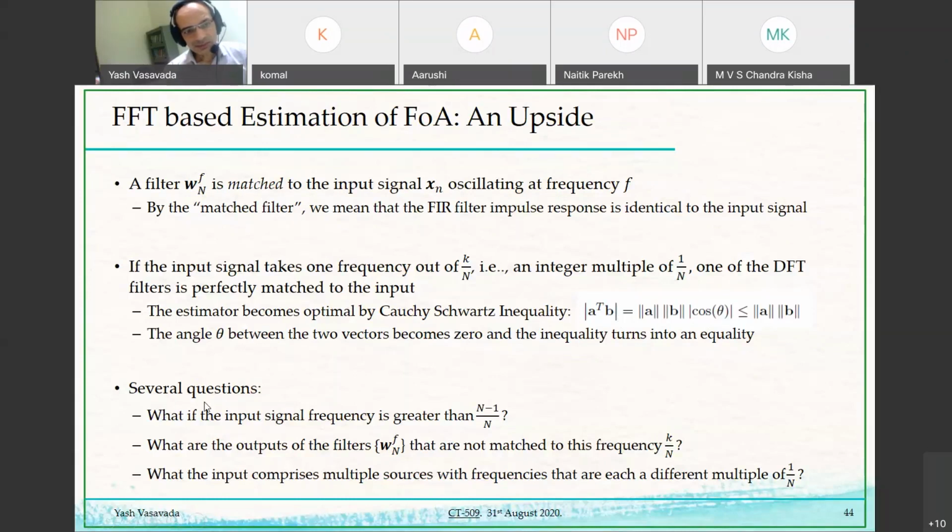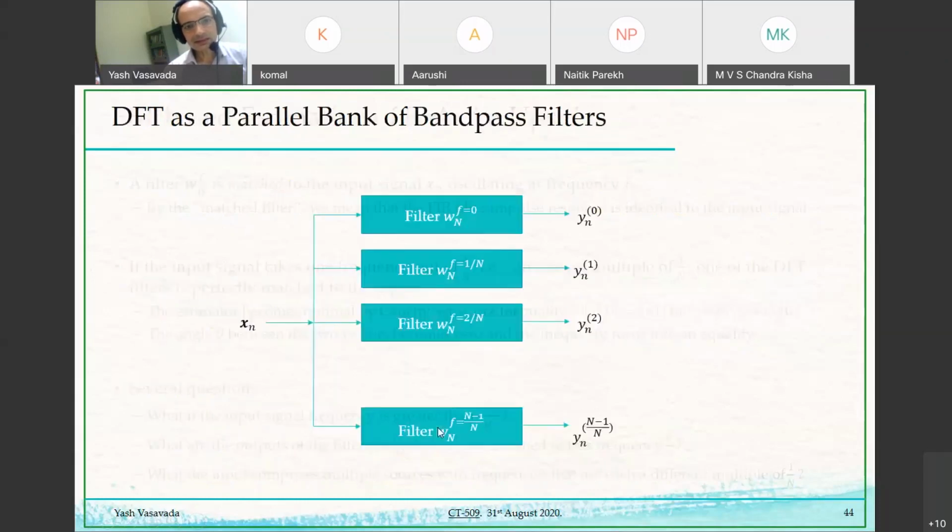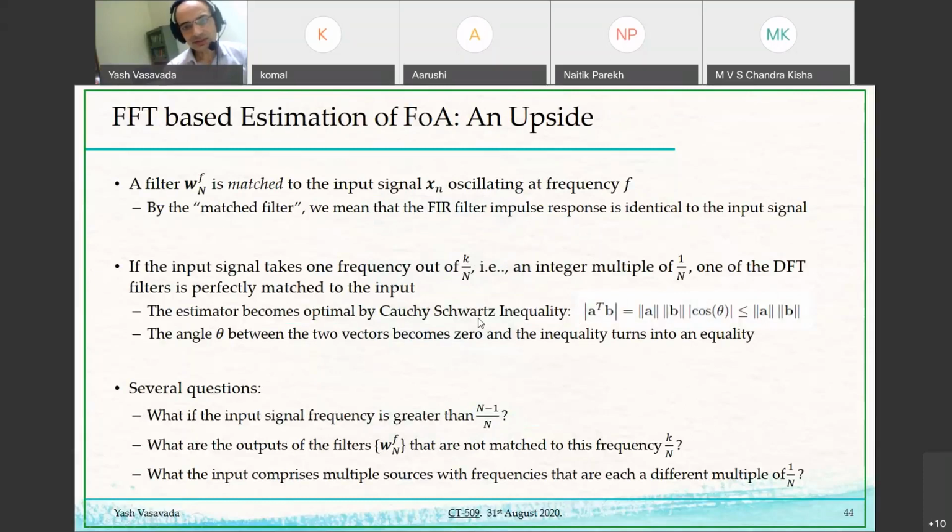So now I have several questions for you. Maybe I won't wait for the answers as of now, but I would like you to think of this later today. One is that, fine, we said that if the incoming signal frequency takes one of these capital N values, then by the Cauchy-Schwarz inequality, our method becomes optimal.